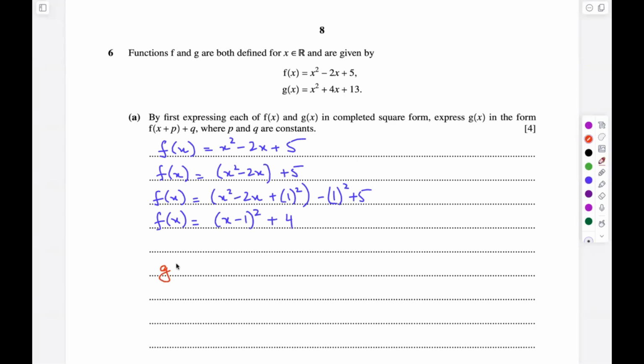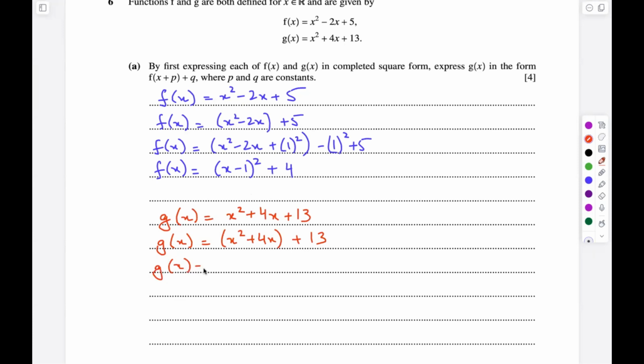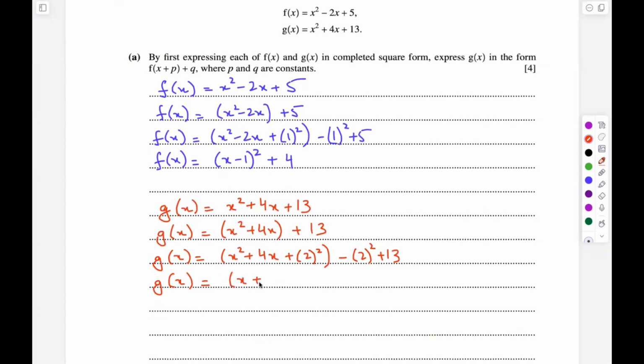Completing the square for g of x. So g of x is x squared plus 4x plus 13. Writing x squared plus 4x in the bracket first and 13 outside the bracket. Now taking half of b, in this case b is 4, so half of b will be 2. So adding 2 squared in the bracket, that will become x squared plus 4x plus 2 squared, and as we're adding, we'll have to subtract 2 squared outside the bracket as well. Simplifying this, g of x will be equal to x plus 2 whole squared, and this will be minus 4 plus 13, which is positive 9.